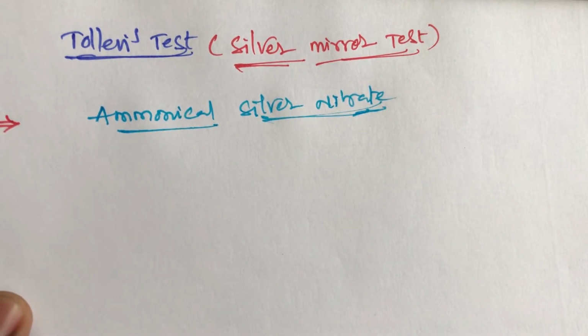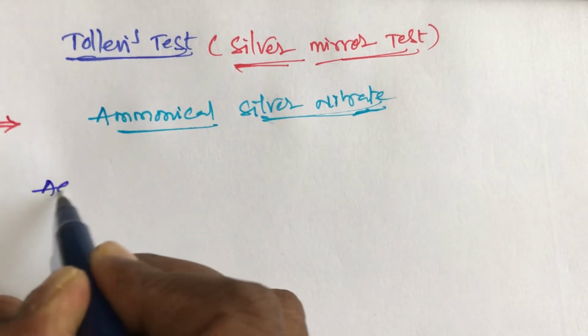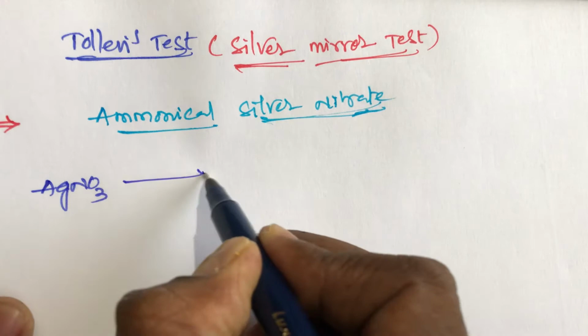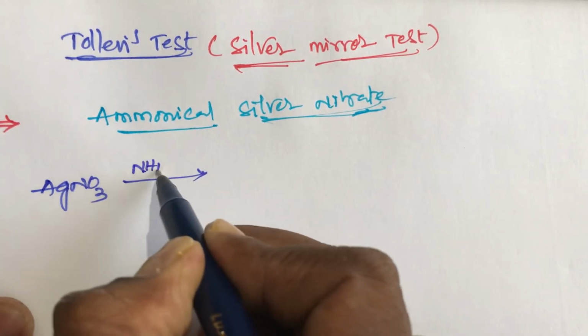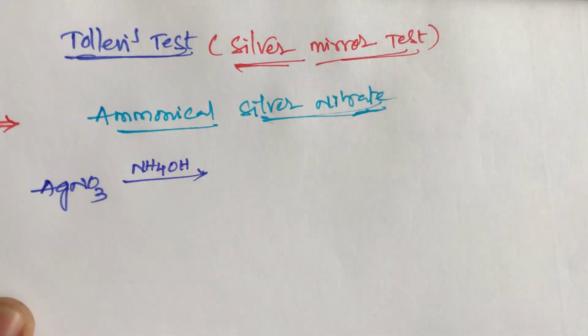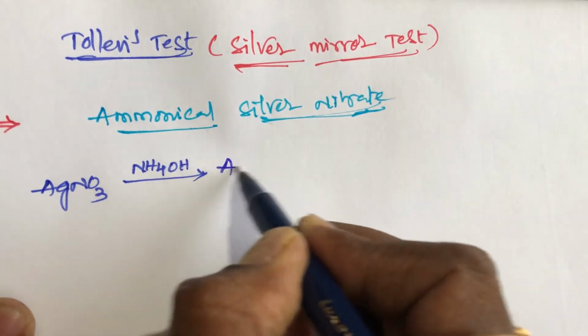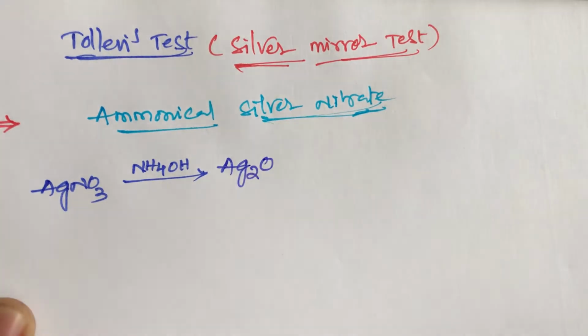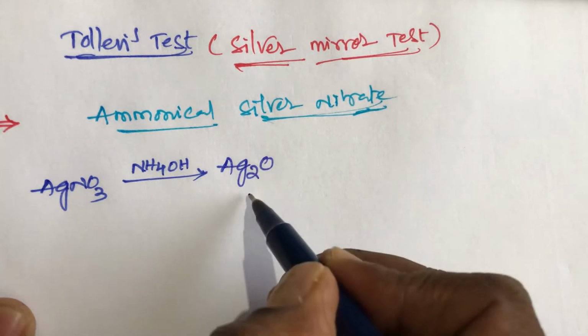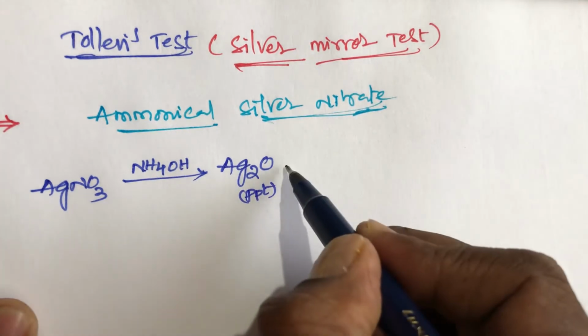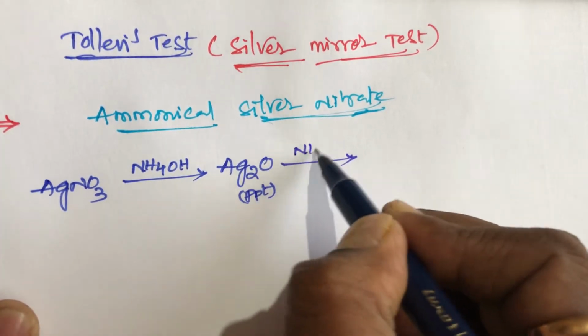How to prepare Tollens reagent, students? First, take silver nitrate, AgNO3. When AgNO3 reacts with ammonium hydroxide, NH4OH, silver oxide is formed. Ag2O, that is silver oxide, is formed as a precipitate. Then after that it again reacts with ammonium hydroxide.